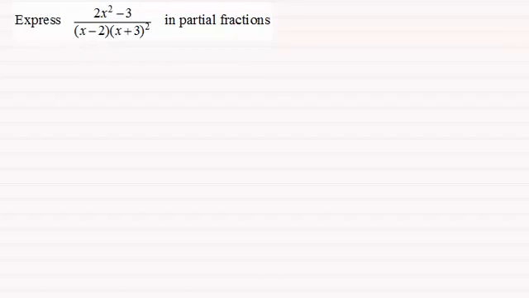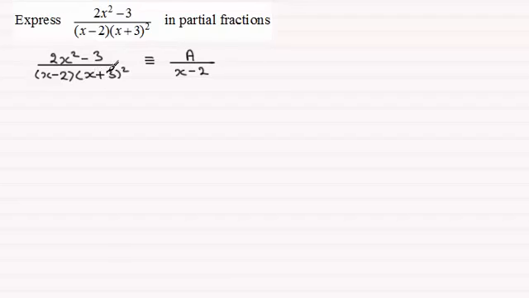So to do this, let's just first of all copy down that fraction, 2x squared minus 3 divided by x minus 2 and then x plus 3 all squared. So for this type of fraction, it contains a linear factor here, so that gives rise to a fraction of the form a constant, call it a, over the linear factor x minus 2.